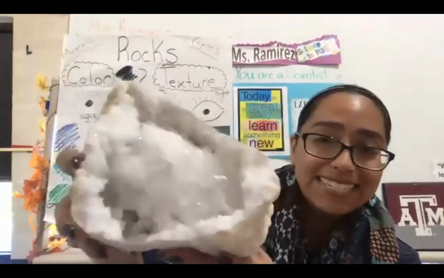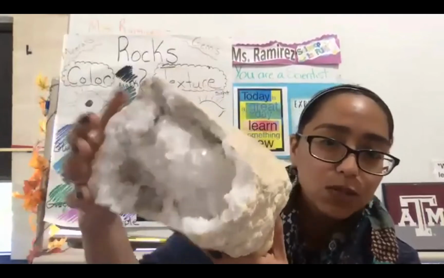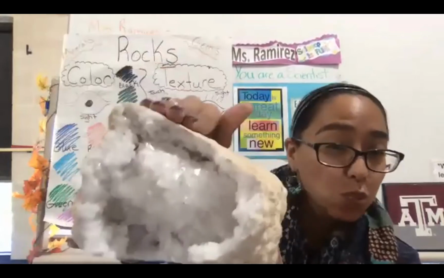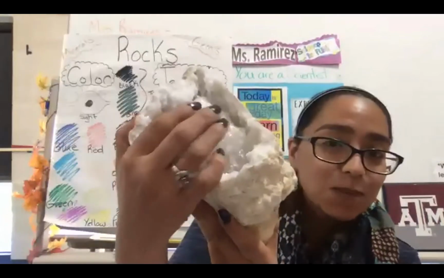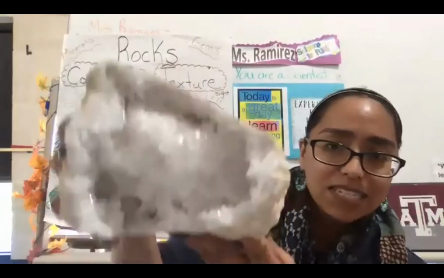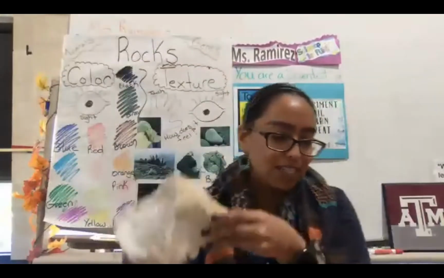I can tell that this rock is a nice shiny white. It looks like white crystals. The outside is a light brown. The outside is rough, and the inside is bumpy, and there are also some sharp pieces in there as well. This is quartz, and it's a beautiful type of mineral, nice and shiny.